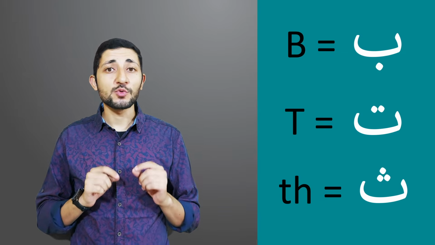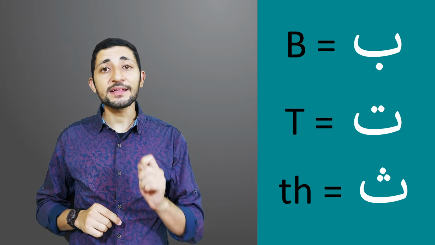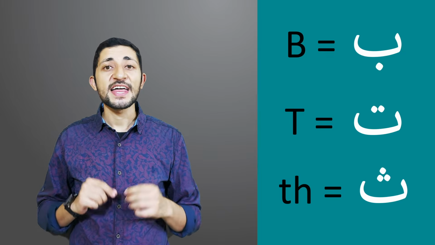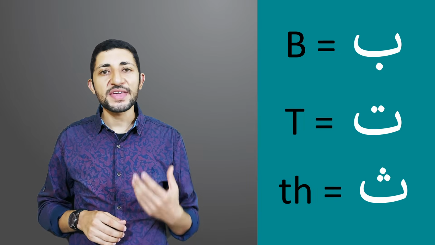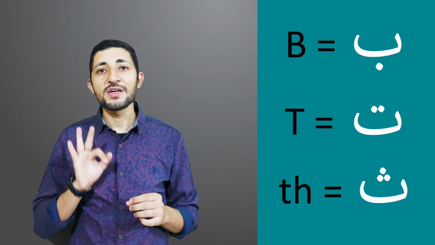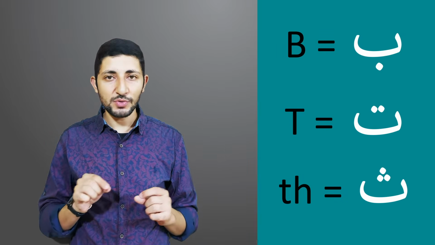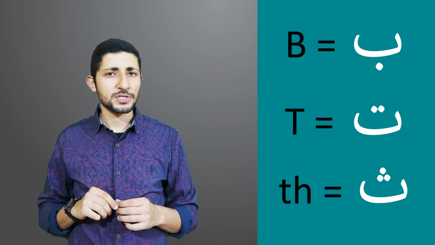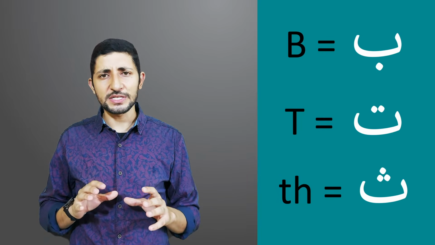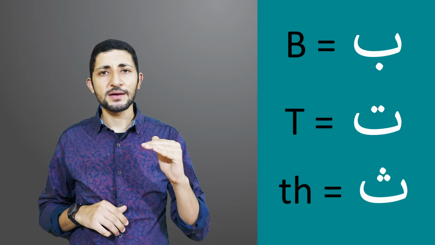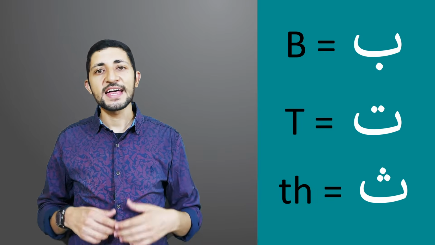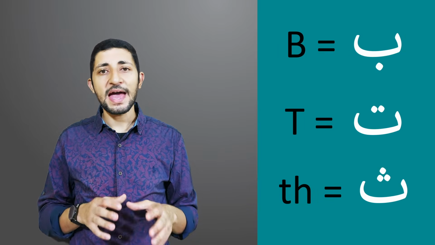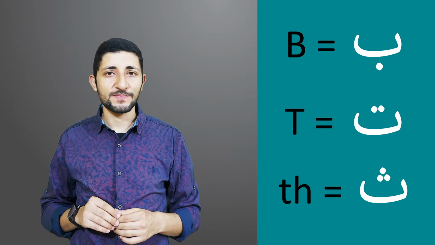This one is equivalent to the unvoiced English TH sound. Tha, like in the verb thank you, or the number 3. So this group is very easy. The first one, ba, the second, ta, and the third one, tha. And all of them have equivalents in English.